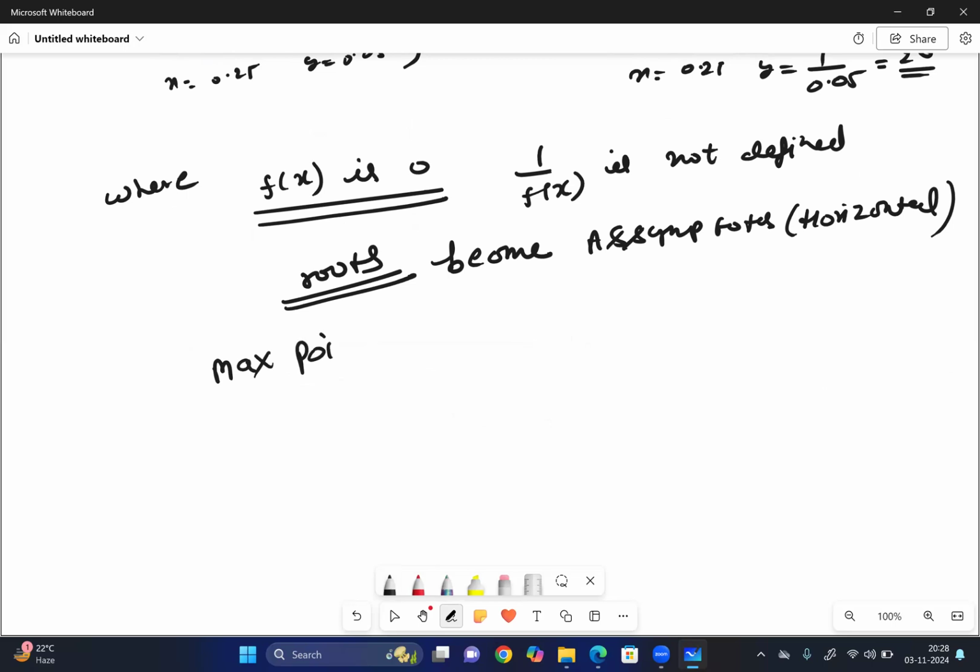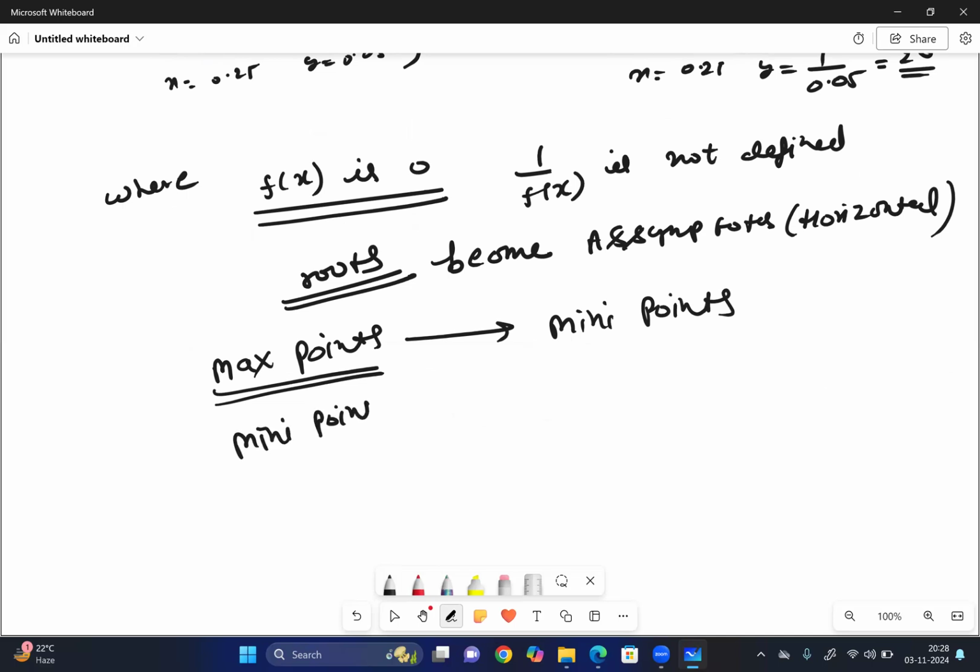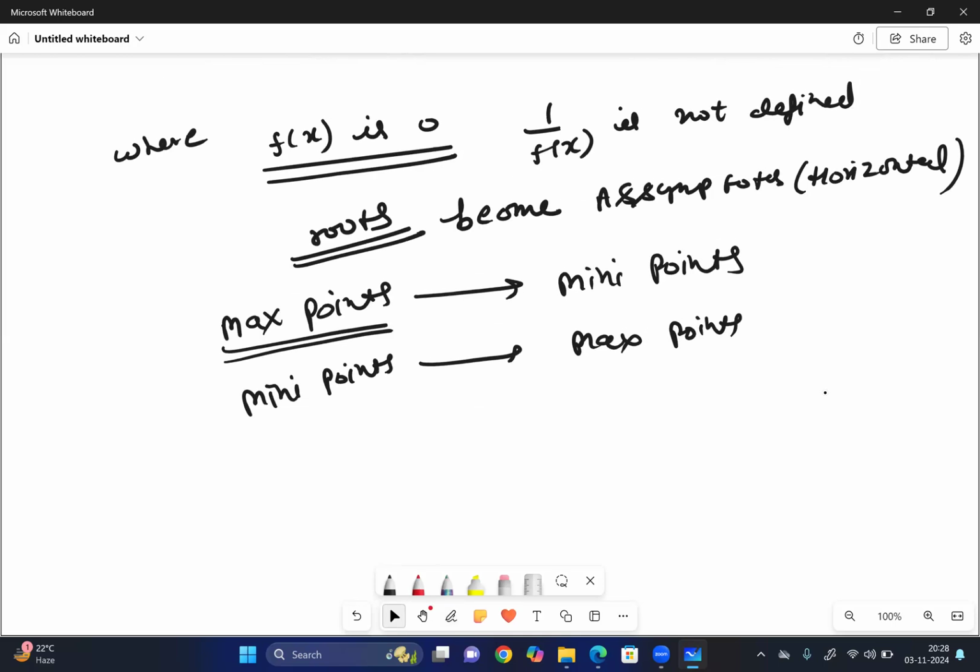And maximum points become what? Maximum points become minimum points. And minimum points become maximum points. Right? So these are a few key points basically, and this is in general, right?